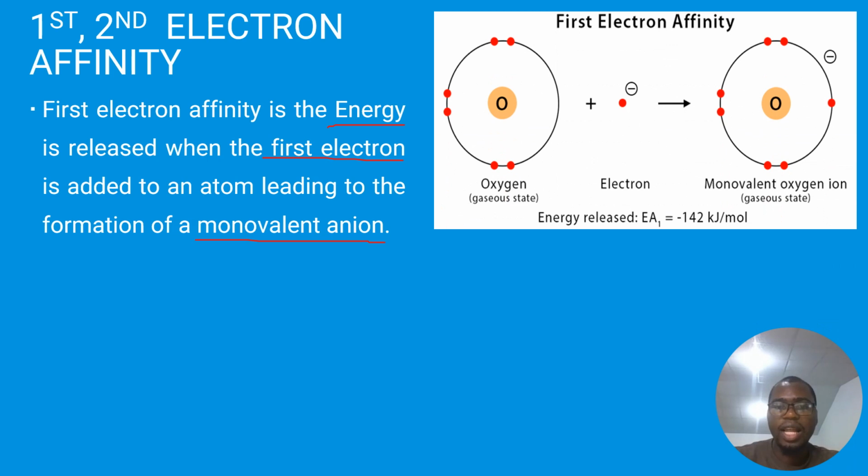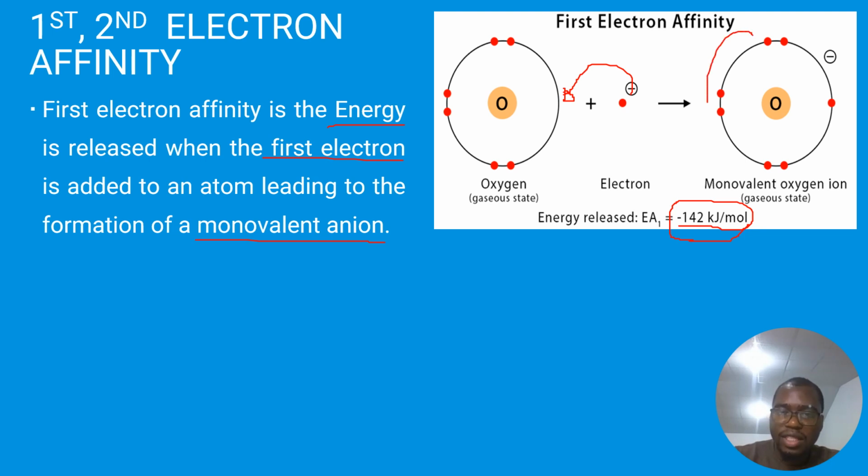Now, in the case of elements like oxygen that are in group 6, they have the ability to gain 2 electrons. So they'll first start by gaining the first electron to form a monovalent anion of oxygen. When the first electron is added, we know that some energy is released. And since energy is released to the surroundings, that is going to be exothermic. Hence, the value given in this example is negative 144 kilojoules per mole, which agrees that first electron affinity is exothermic. That's why it carries a negative sign.